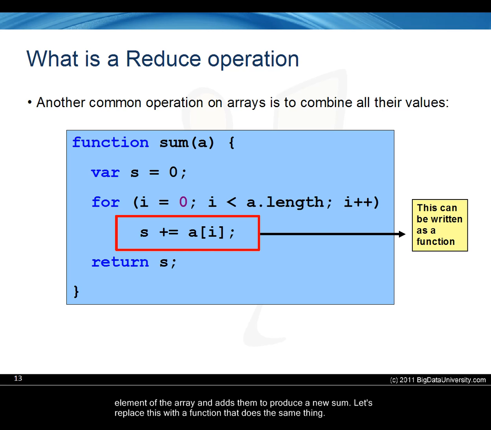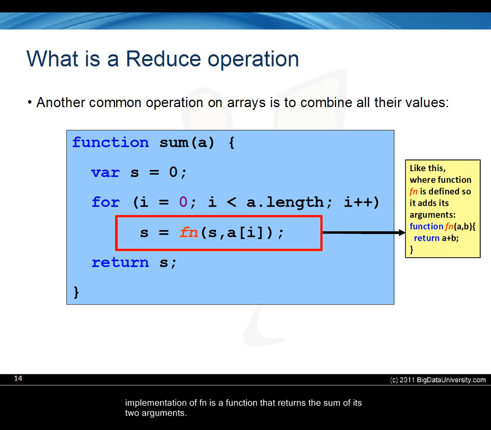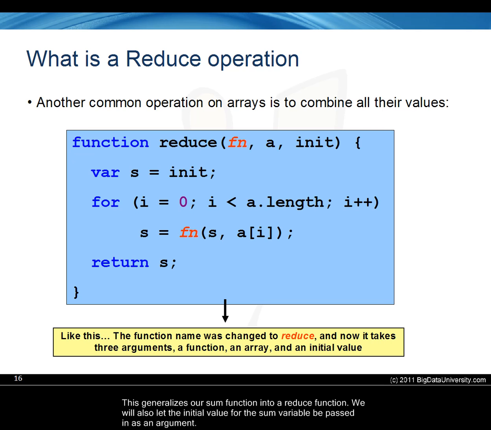Let's replace this with a function that does the same thing. We can replace the body of the for loop with an assignment of the output of a function fn to s. The fn function takes the sum s and the current array element a sub i as its arguments. The implementation of fn is a function that returns the sum of its 2 arguments. We can now rewrite the sum function so that the function fn is passed in as an argument. This generalizes our sum function into a reduce function. We will also let the initial value for the sum variable be passed in as an argument.